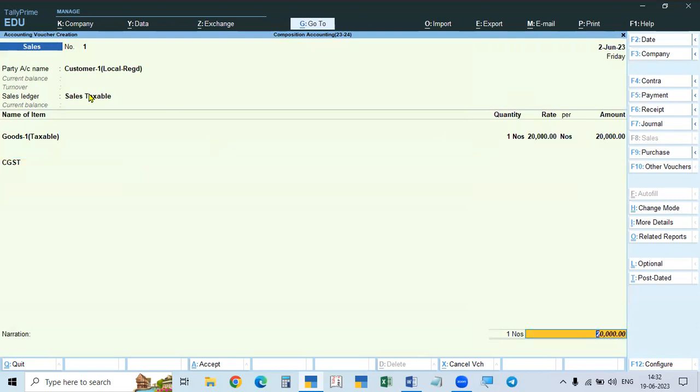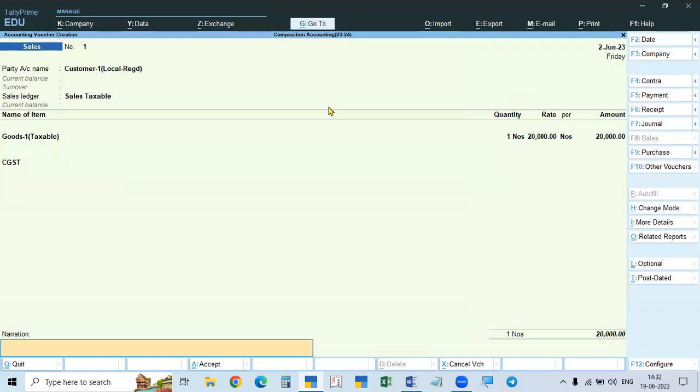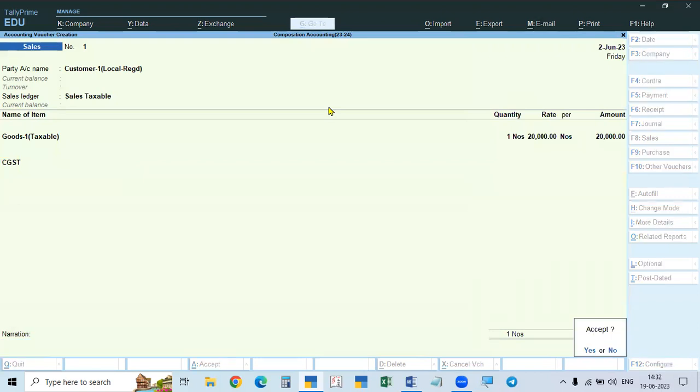So for local sales, taxable sales means taxable goods. So we are entering this one. For this, we have to pay 1% in tax only. For others, it will not show.